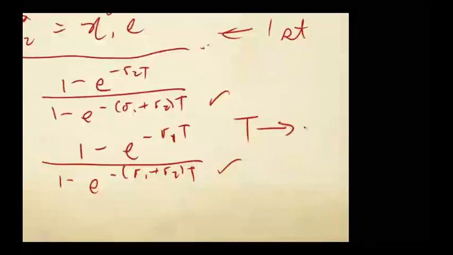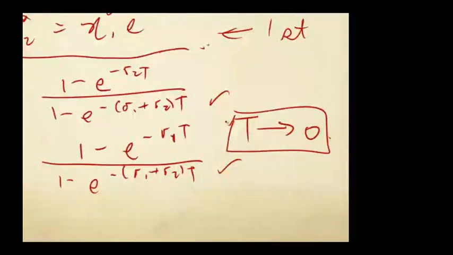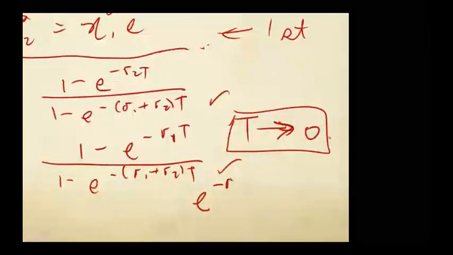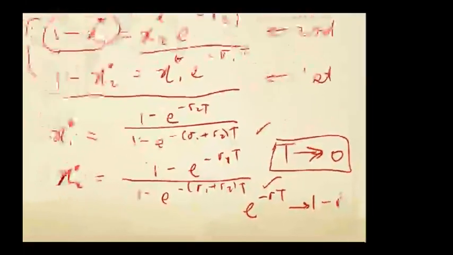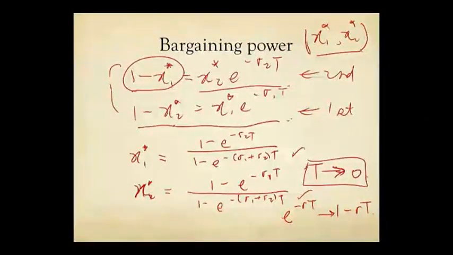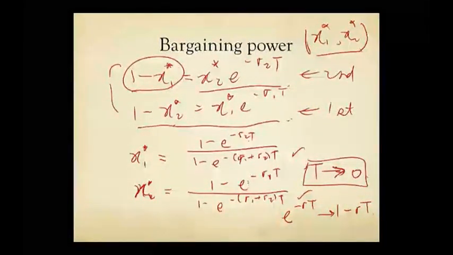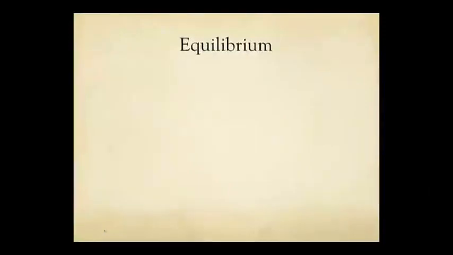Now, in order to gain some intuition out of these two equations, we're going to take the extreme case where t shrinks to 0. This becomes a very efficient bargaining offer and counter-offer process. Okay. And I highlight this is approaching 0, not that it's identical to 0. As it approaches 0, we have a nice approximation. e to the minus rt becomes like 1 minus rt when t becomes very, very small. Then we can simplify these expressions and arrive at the following equilibrium result, which is very intuitive. x1 star equals r2 over r1 plus r2, and x2 star equals r1 over r1 plus r2.